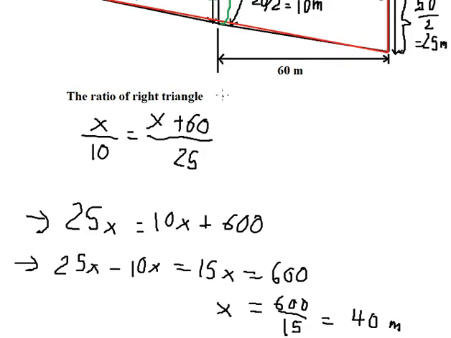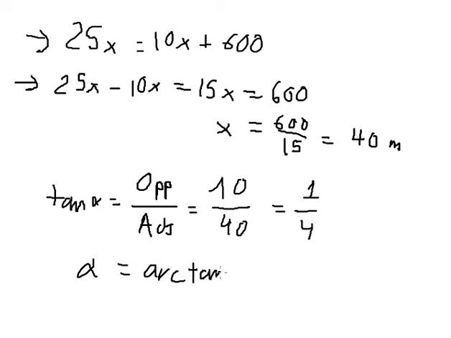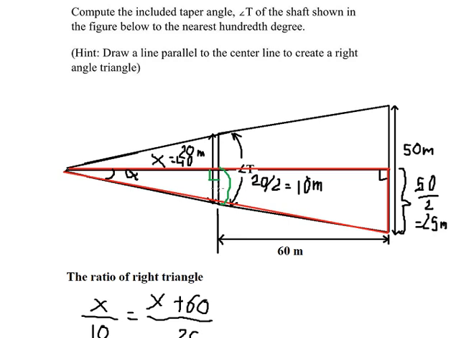Opposite in this situation we have 10. Adjacent we have 40 in here. So this one we have 1 over 4. So alpha in here equals arctan of 1 over 4. So this one we have 14 degrees. Now they want to find this angle in here.